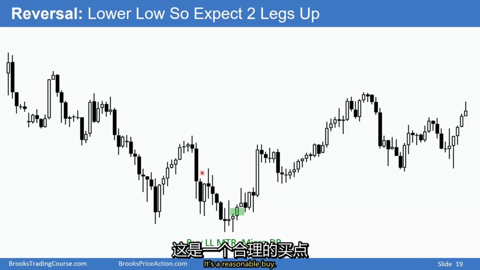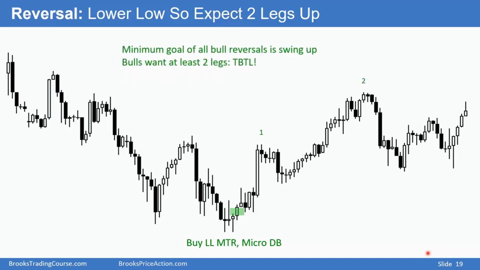Lower low, major trend reversal, bear trend, pretty good reversal up. And then we have a couple legs down to a lower low. We have a micro double bottom and a bull bar. It's a reasonable buy, looking for two legs up, 1, pullback, 2. That's the minimum objective.